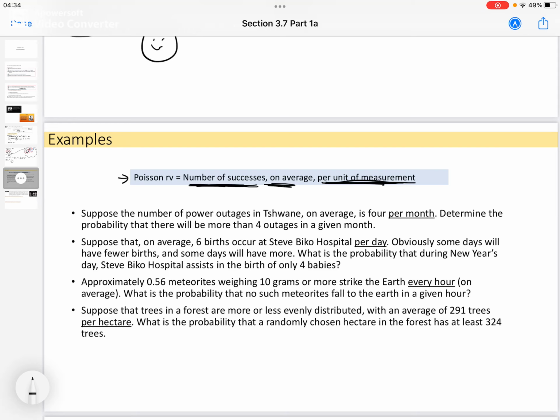So suppose the number of power outages in Tshwane on average is 4 per month. So it's like 1 per week, once a week. So determine the probability that there will be more than 4 outages in any given month. So here the period is per month. So we're looking at 30 or 31 days, or a month, right? And on average, they're telling us that there are 4 per month, but we know that it's more in current times, right?